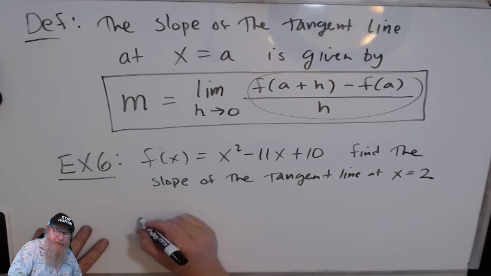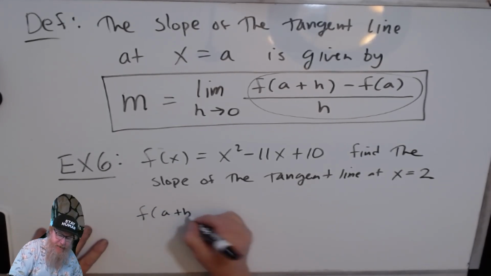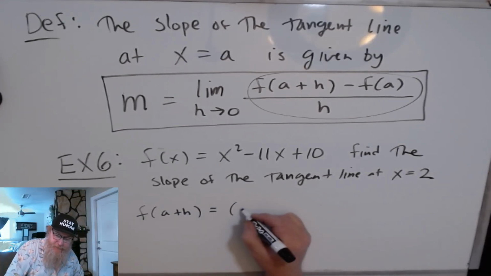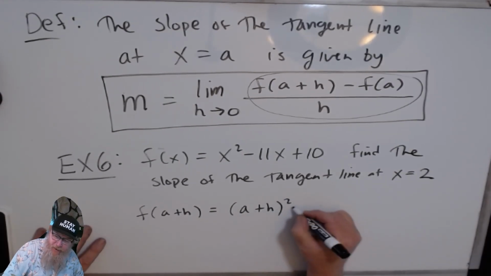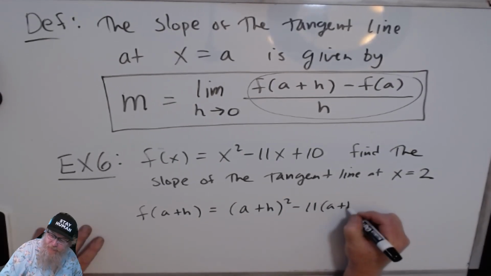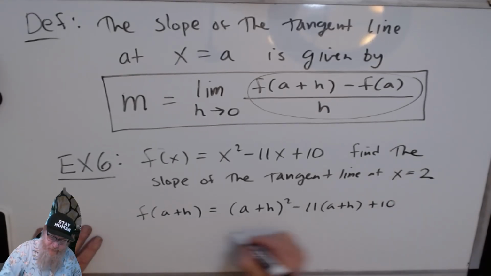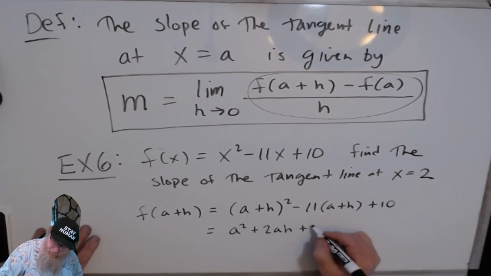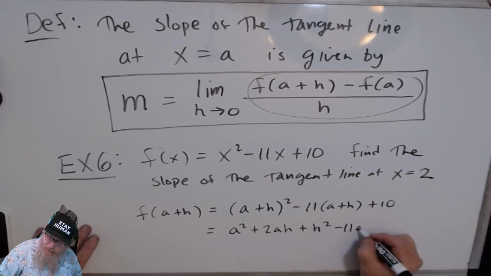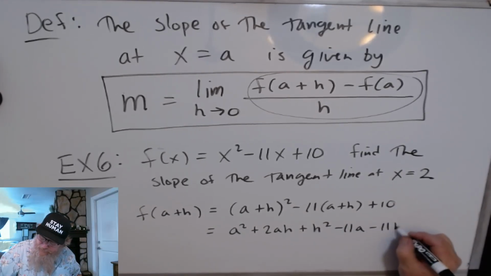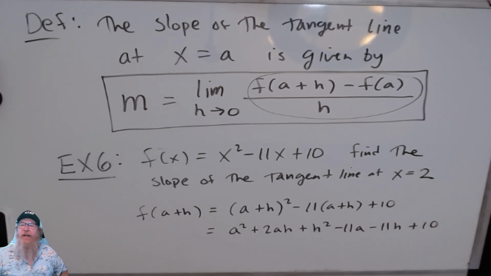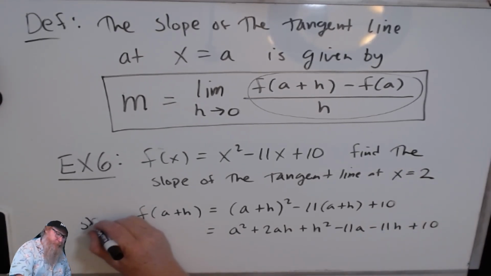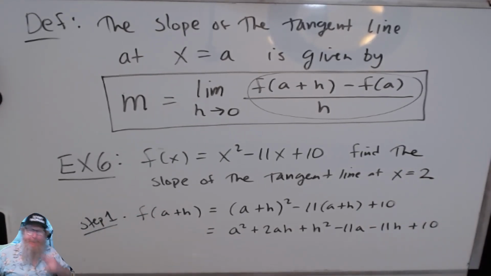So we got f of a plus h is a plus h squared minus 11 times a plus h plus 10, which is a squared plus 2ah plus h squared minus 11a minus 11h plus 10. I guess you can call that step 1. All right, figure out what f of a plus h is.